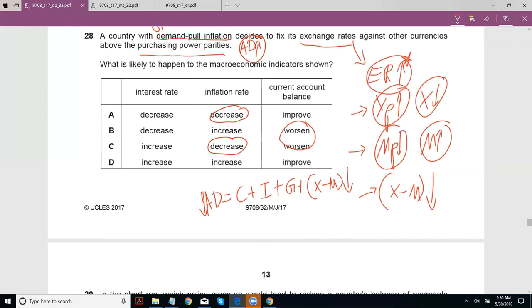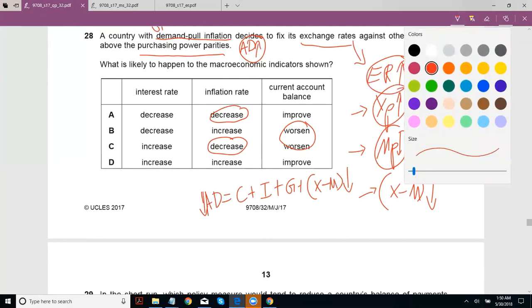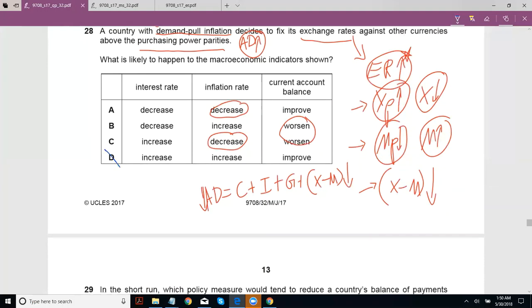And just intuitively, if you had no clue at all, you should still know that whichever way the current account balance, especially your balance of trade, goes, aggregate demand should follow the same way, because your balance of trade is basically a function of aggregate demand. So if your current account balance is improving, your inflation rate can't be decreasing. If your current account balance is worsening, your inflation rate can't be increasing. It can't be an inverse relationship.